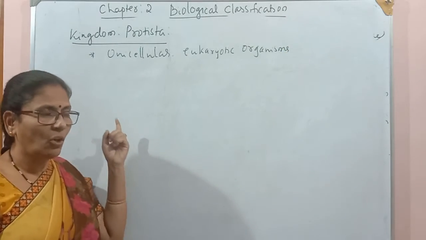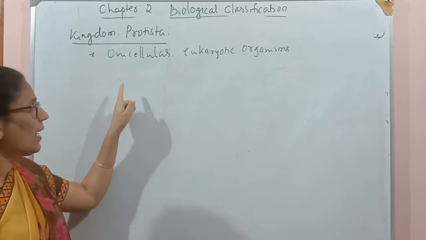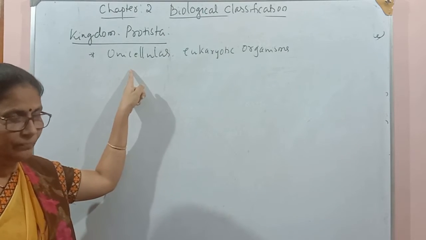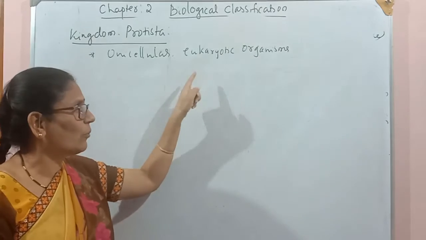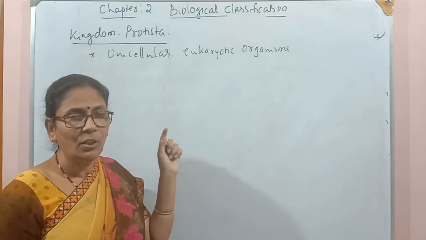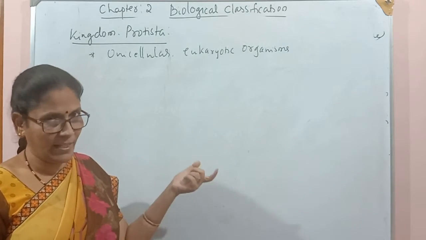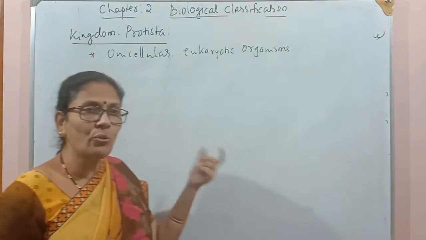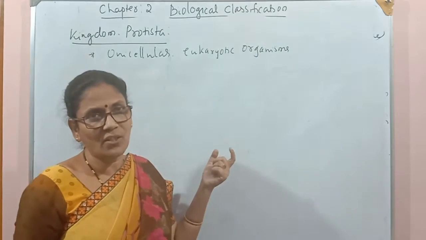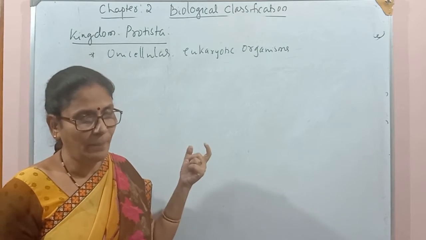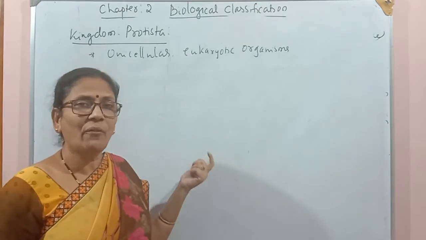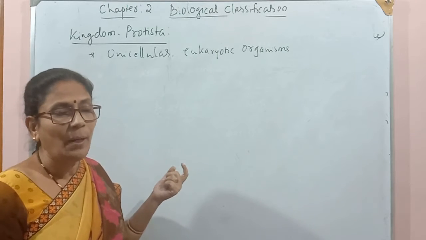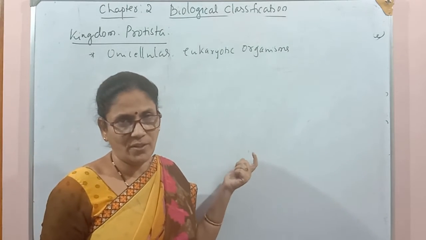Unicellular means the organism's body is made by a single cell. And eukaryotic means the organism has cells with a true nucleus. Such a cell is called a eukaryotic cell. These eukaryotic cells have a well-defined nucleus and also membrane-bound structures.